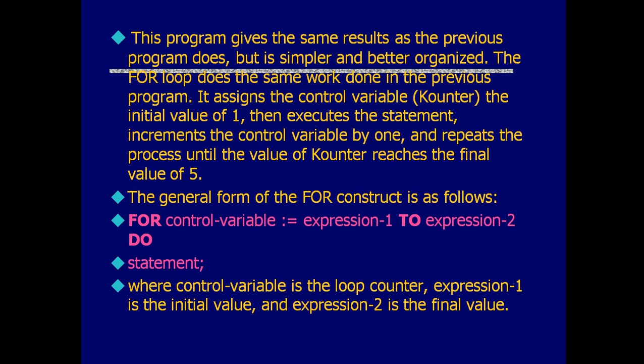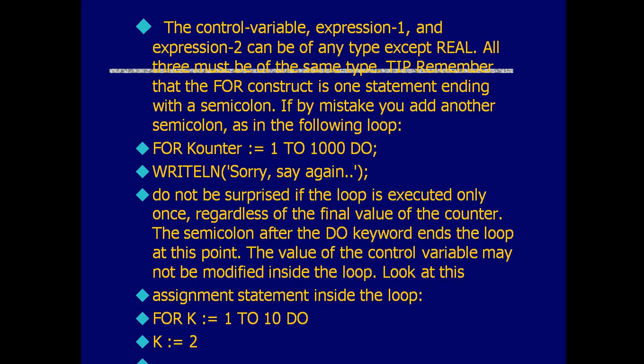The general form of the for construct is as follows. For control variable := expression 1 to expression 2 do statement, where control variable is the loop counter. Expression 1 is the initial value and expression 2 is the final value. The control variable, expression 1 and expression 2 can be of any type except real. All three must be of the same type.